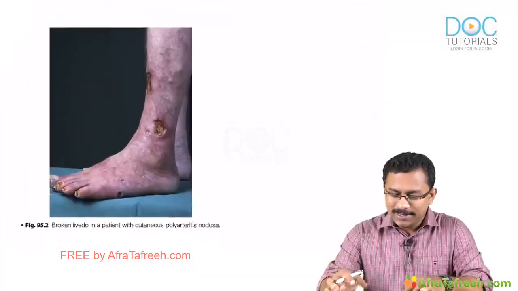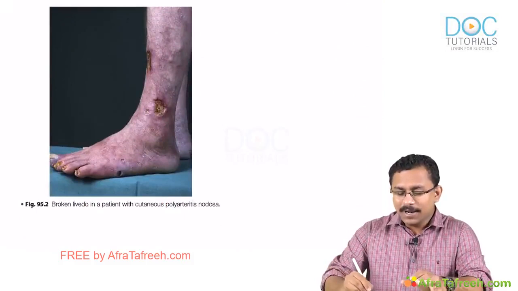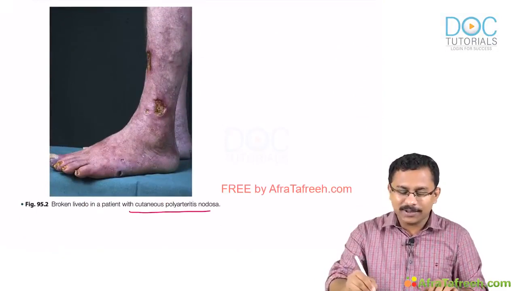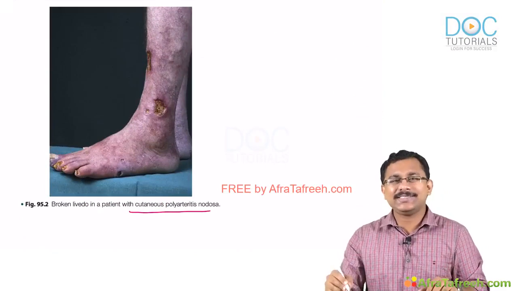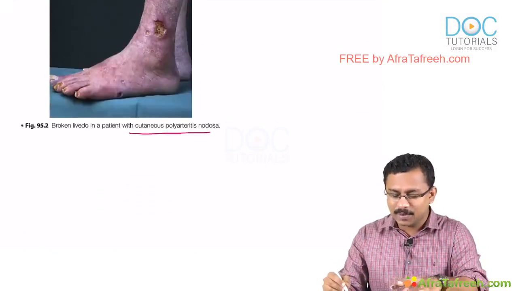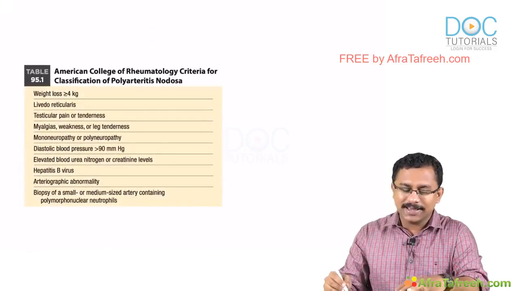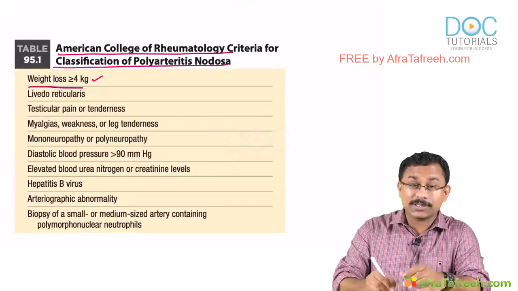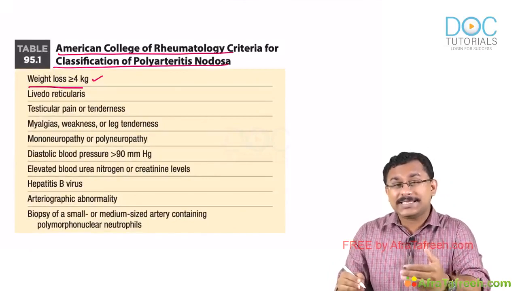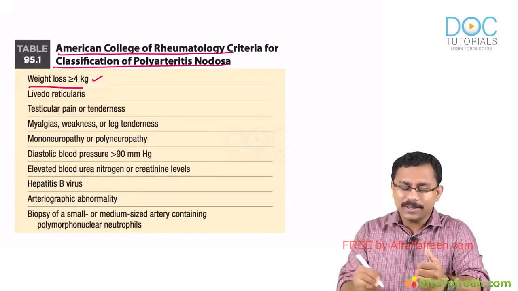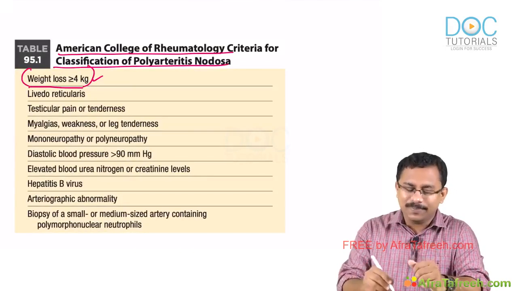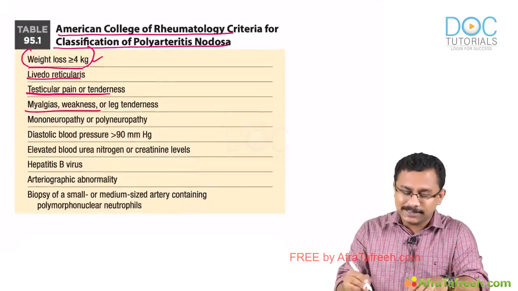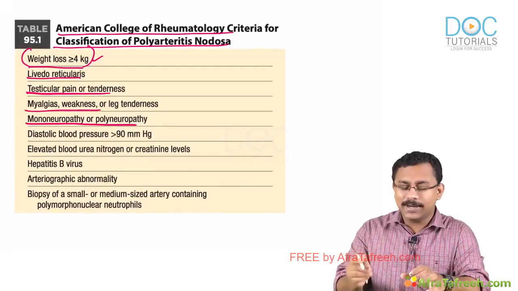This one is polyarteritis nodosa with a cutaneous manifestation. You can see this is livedo reticularis and subsequent ulceration has occurred in the livedo reticularis. Now the ACR criteria for polyarteritis nodosa: you can have weight loss. Systemic features are common. It is a significant weight loss that occurs in PAN, as much as more than 4 kg. Livedo reticularis, testicular pain and tenderness, musculoskeletal manifestations, mononeuritis multiplex.